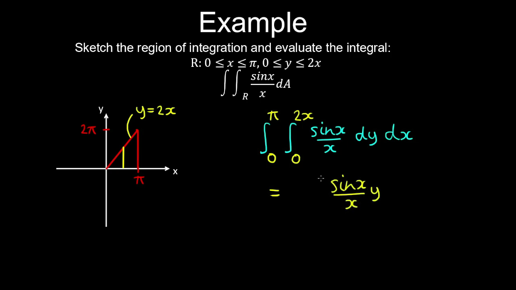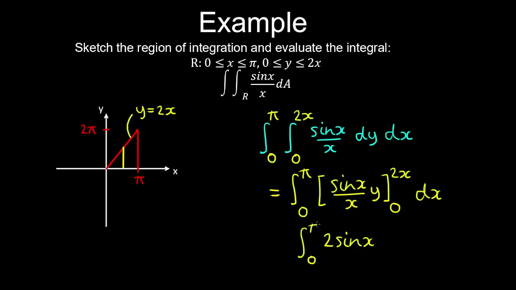multiplied by y evaluated at 0 and 2x, and we integrate the result over x from 0 to pi. So we get 2x on x sin x, which is 2 sin x, minus 0 by sin x on x. And that's integrated over x from 0 to pi.